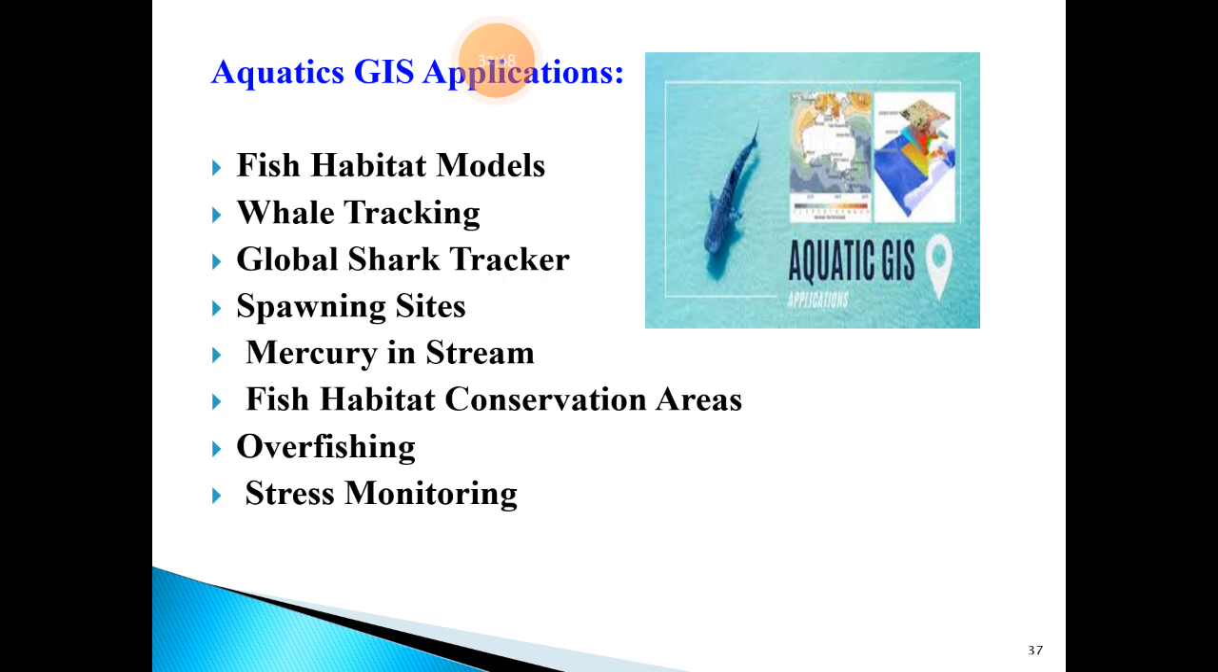GIS is also used to record the pollutants that affect the life of the aquatic organisms and their sources. Then it is also used to monitor and control the overfishing process and helps in monitoring the stress related factors for the fishes.